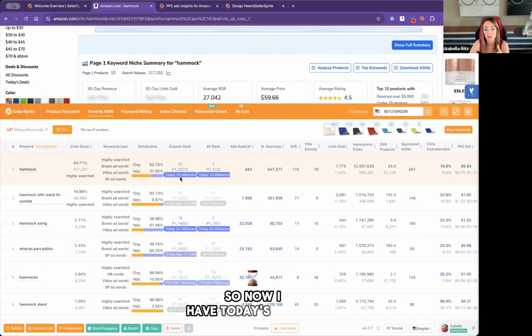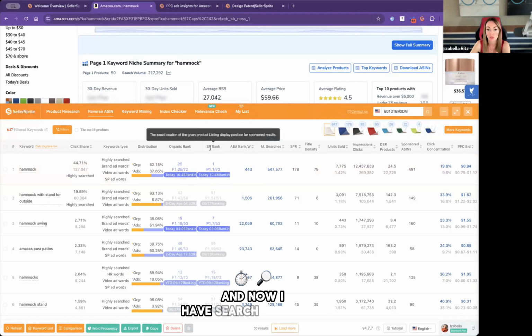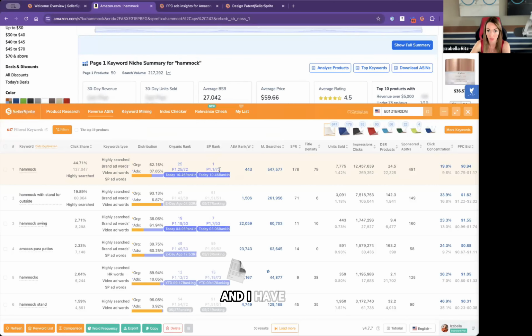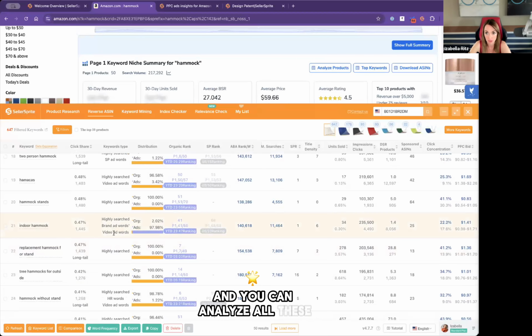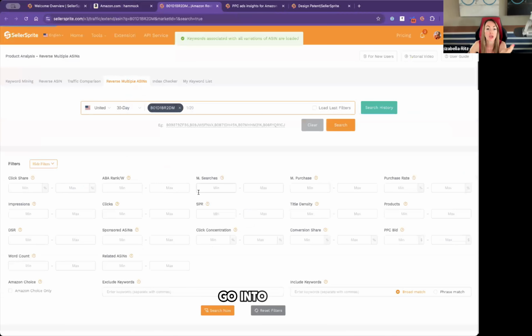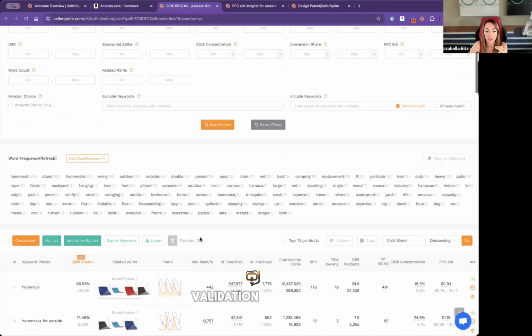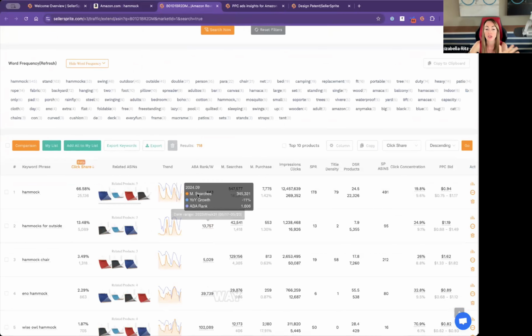So now I have today's ranking proportion 10 versus 46. And now I have search sponsored campaigns #1, and I have page 1. They have 1 out of 72 showing products. This product that I'm reverse engineering right now, based on the keywords, they are showing for the keyword hammock. So the same goes for other keywords that you can scroll over, and you can analyze all these keywords as well. Keep in mind, you can always click more keywords, and you will be able to go into the actual app of SellerSprite and do deeper validation and dive into the product way more in depth.